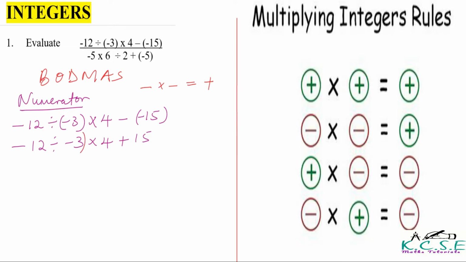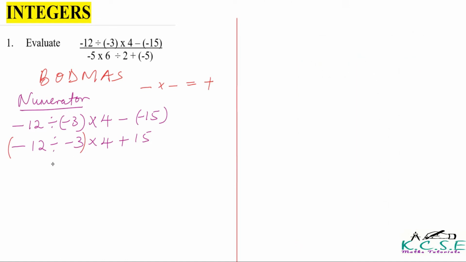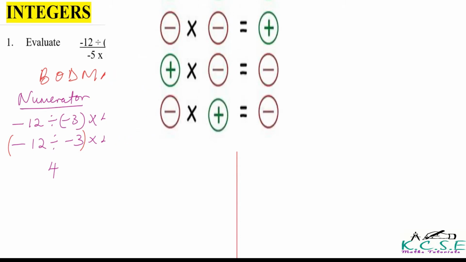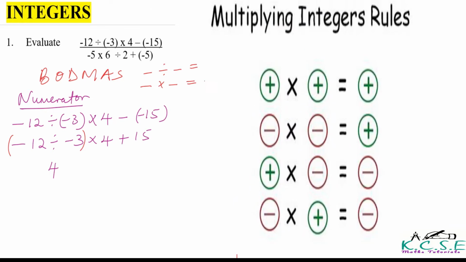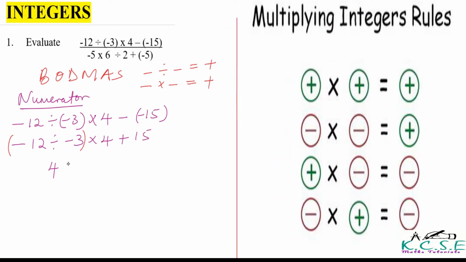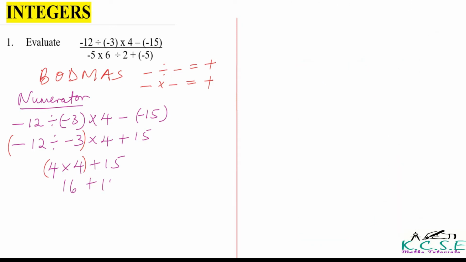The next operation will be division. So we come to division, where we have negative 12 divided by negative 3, which will give 4. Remember also that negative divided by a negative gives a positive. Very important to note that, integers. So 4 times 4 plus 15. So the next operation automatically, because we have only 2 remaining, will be 16 plus 15, and this gives 31. So that is the solution for the numerator.